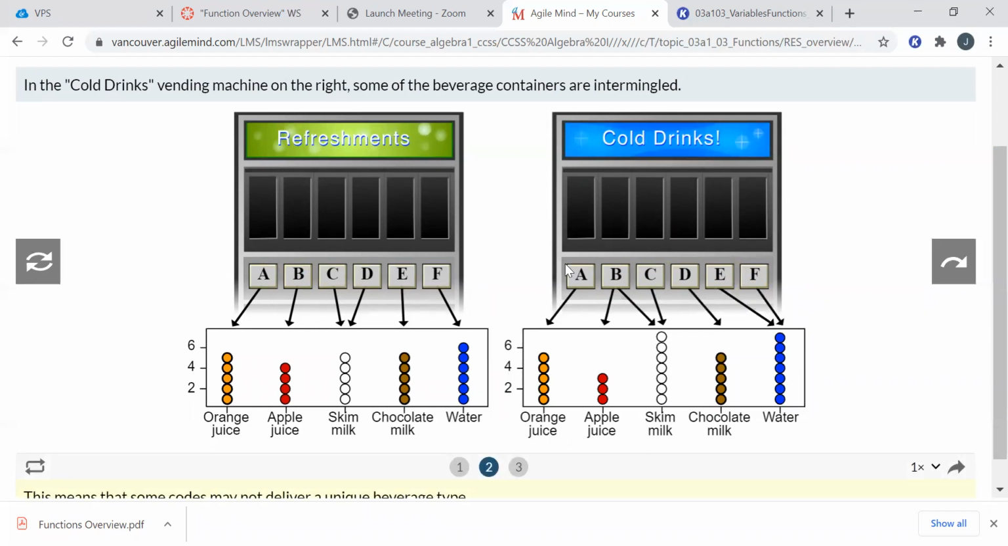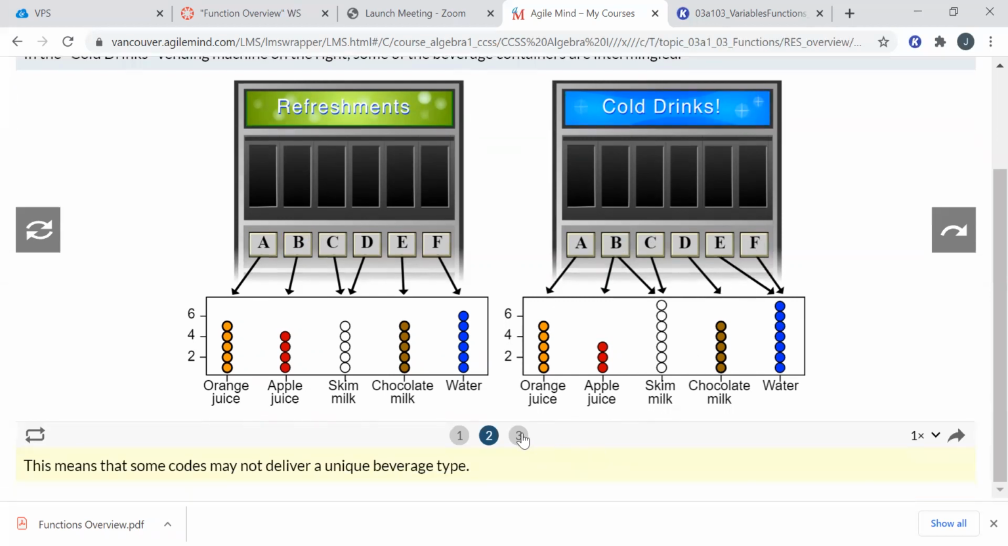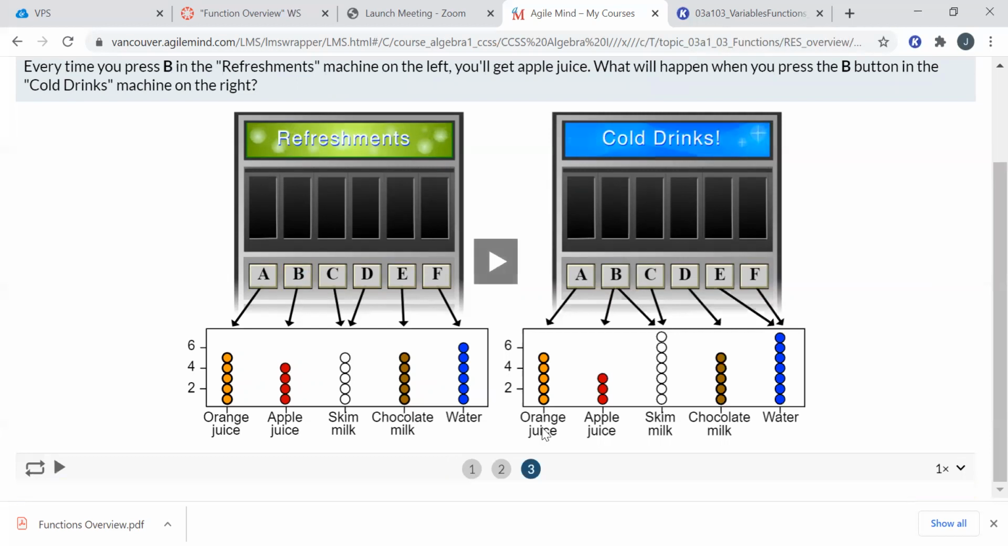Okay, so notice I pushed A. Every time I pushed A, I got orange juice. Some of the time when I pushed B, I got apple juice. Some of the time when I pushed B, I got skim milk. C, when I pushed it, I got skim milk. D, I got chocolate milk. E and F, if I pushed E, I got water. If I pushed F, I got water. So that's what happened with machine B.